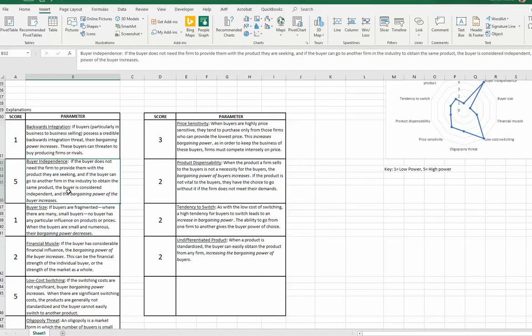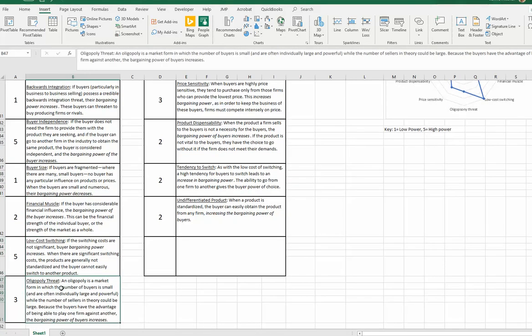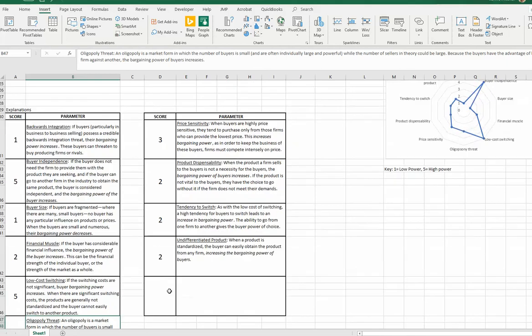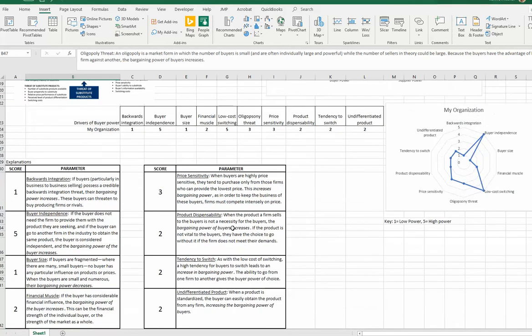Then we get to buyer independence. Anyway, you can see what each of these are, and I just pulled these from the explanation of the MarketLine so that you can see this. I found this one kind of interesting, that oligopsony threat. I thought that was pretty interesting. And then of course price sensitivity and product dispensability and tendency to switch and undifferentiated product. So essentially what you can see is the more you differentiate your product from your competitors, the better you have against buyer power.